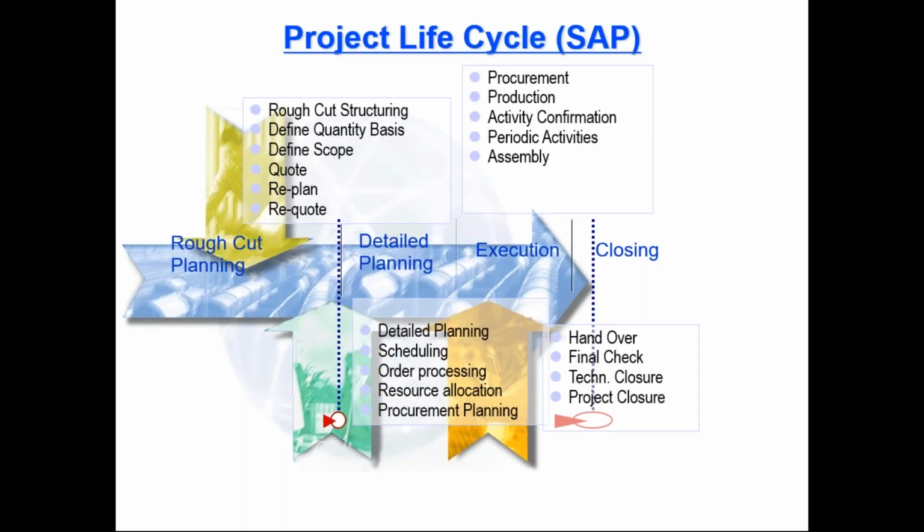Second is define quantity basis. You have to clearly identify what is the quantity of requirement, whether you are providing to your customer or you are receiving it from your contractor or vendor. So the quantity has to be defined. Your requirement quantity has to be clearly mentioned. Third is define scope. When you are going to start a project, scope has to be defined. Without scope, you cannot execute the project.